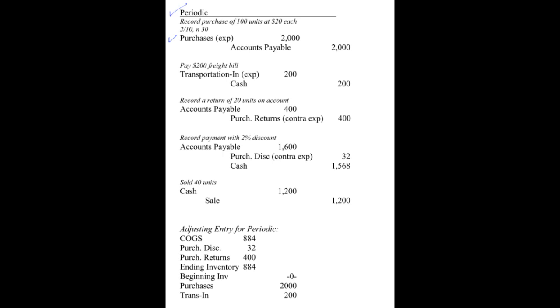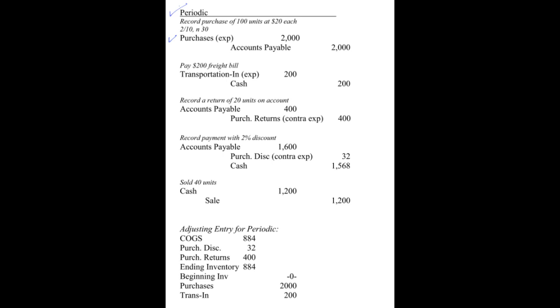But making that entry as an expense will get you a lot closer to what net income is going to be than not having any cost of goods sold expense as you go throughout the period. At the end of the period, we'll clean that up. Let's move on to our freight bill.